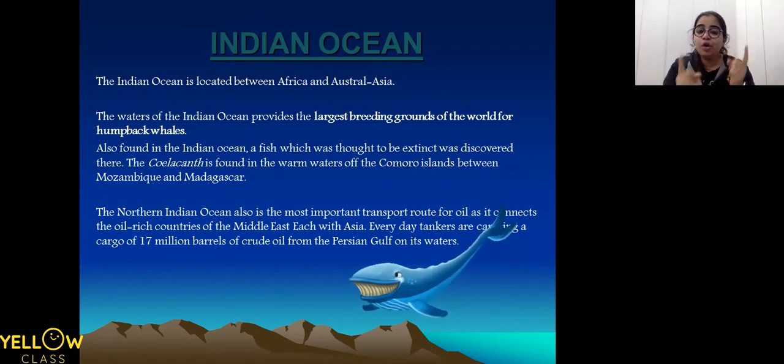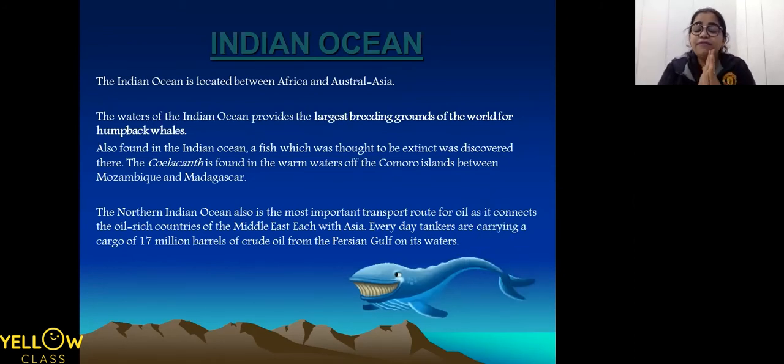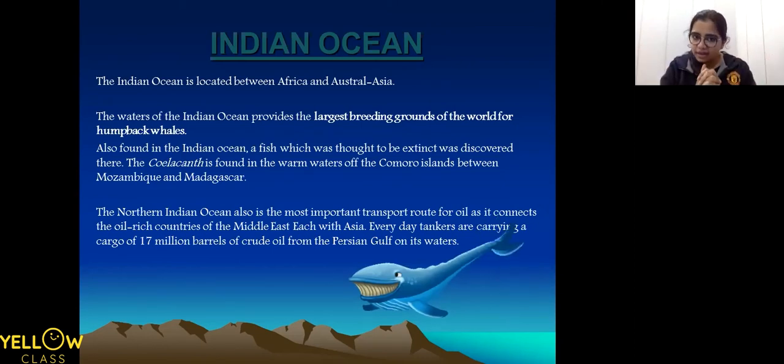And kids, also what we need to know is the northern Indian Ocean. Everything has a northern part, southern part. So, the northern part of the Indian Ocean is a very, very important transport route. You know, there are ships that move on the oceans, right? So it's a very important ocean route for the oil, as it connects to all the oil rich countries. These Middle East countries, they have a lot of oil with them. Yes. So it's a connecting route between these countries with Asia.